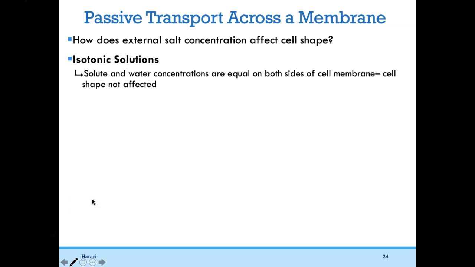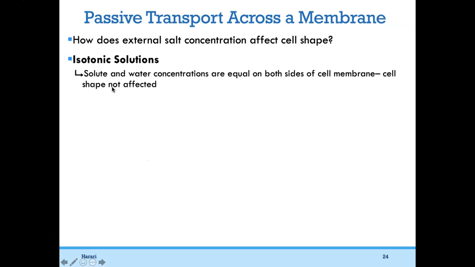So if this happens in an actual cell, the cell can change shape, right? So if you get an increase in water inside of the cell, it's going to change its shape. If you lose water from the cell, it's going to change its shape. So let's talk about how external salt concentration can affect the shape of the cell. In an isotonic solution, that means the salt concentration inside the cell and outside of the cell are the same. Iso means the same.